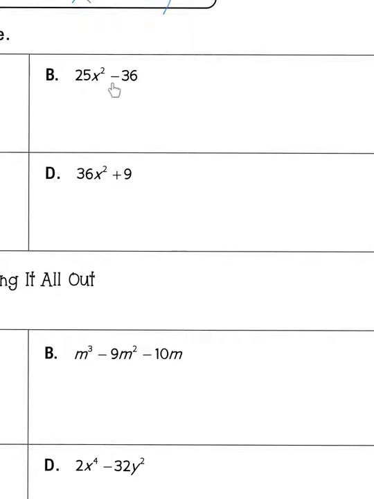Okay, so this is the difference: perfect square, perfect square, perfect square. So it does meet the qualifications for the difference of two squares. So I know I have a plus minus pattern. The square root of 25x squared is 5x, and the square root of 36 is 6. This cannot be factored any further. I do not have the difference of any squares, so that's it.